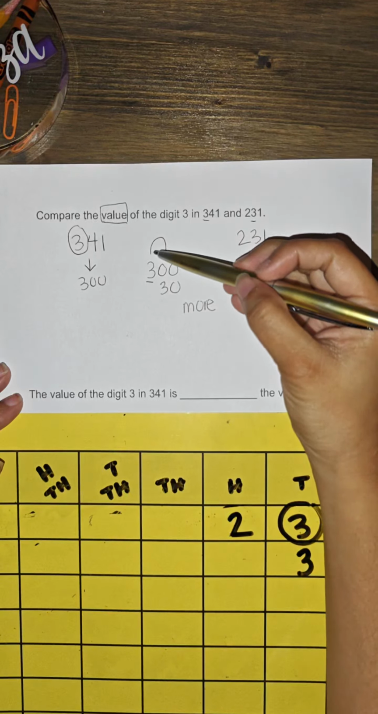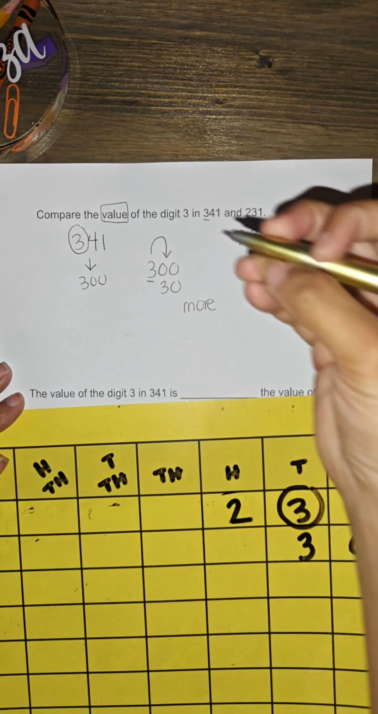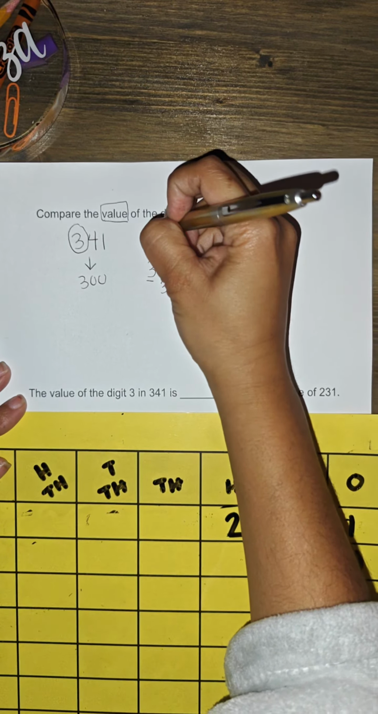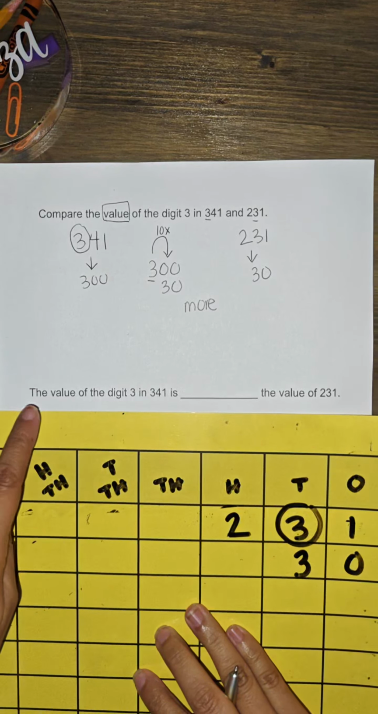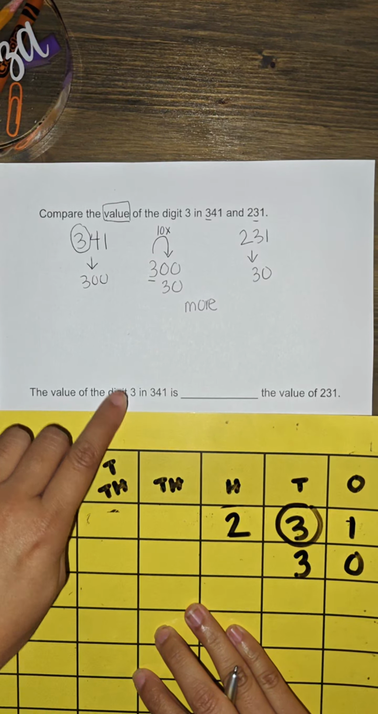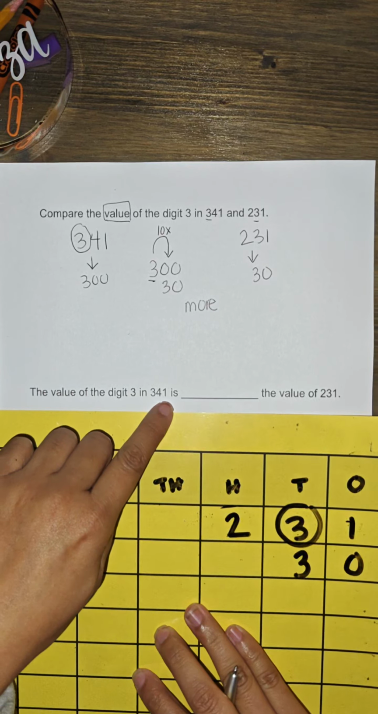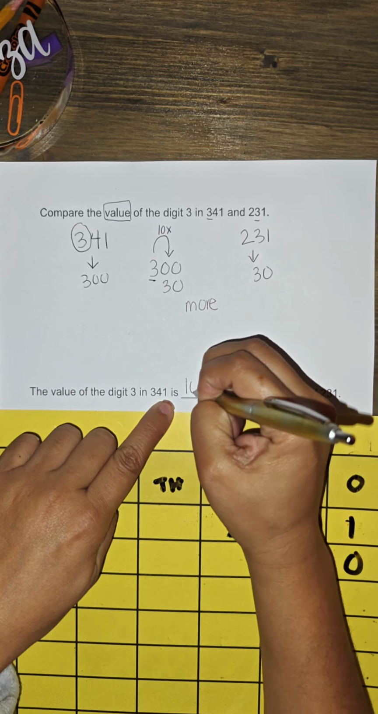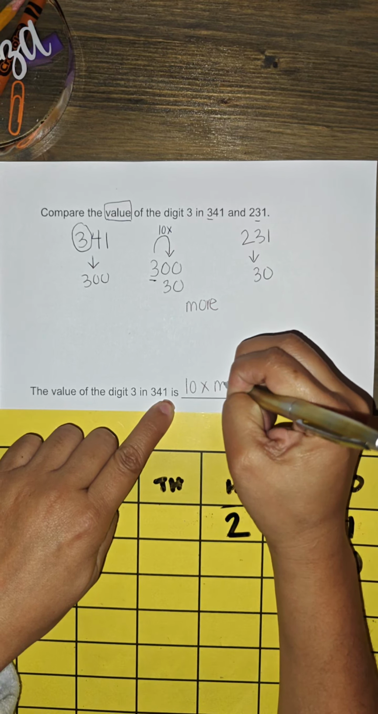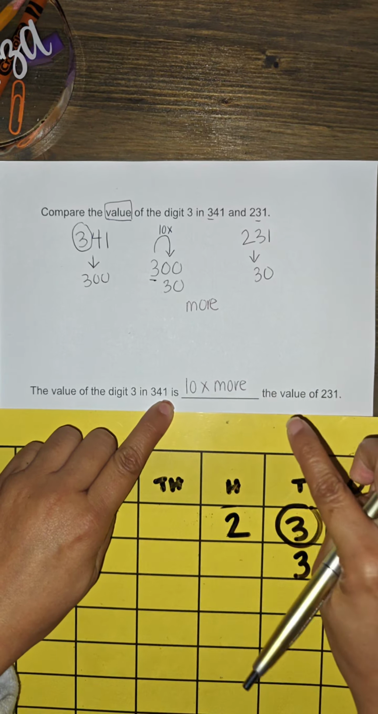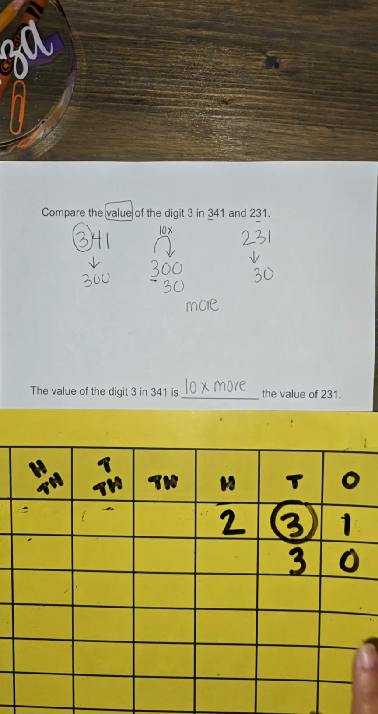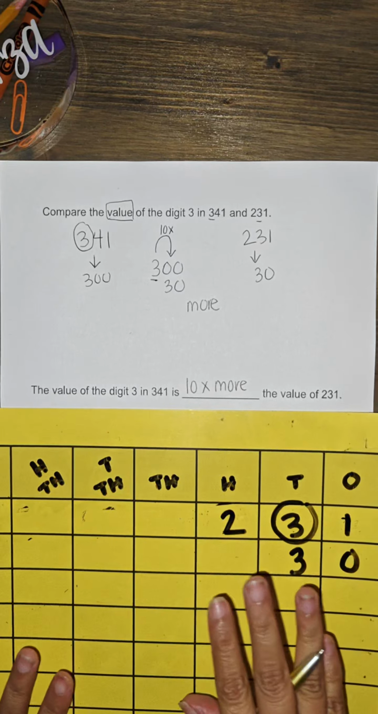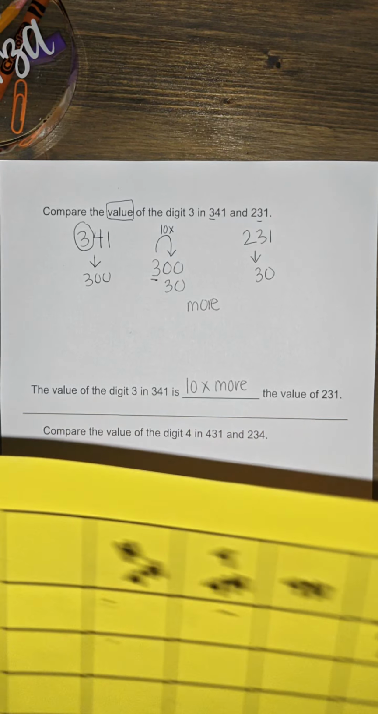And because we only move one spot, it's also 10 times. Okay, so the value of the digit 3 in 341 is 10 times more than the value of the 3 in 231. Okay, pretty simple. Let's try that again. I'm not going to use the place value chart this time.